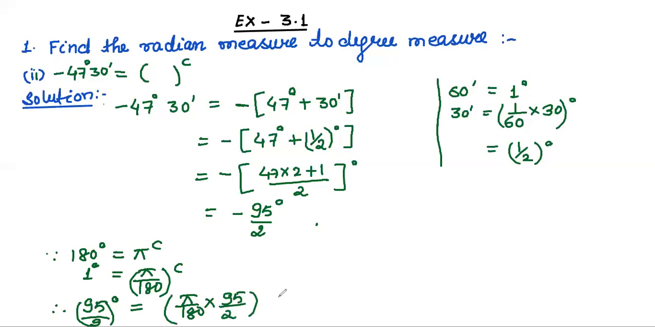Now we'll calculate it so that we can get the answer. So here this is minus 95 by 2. So finally here we will get minus 19 pi by 72 radian. So this is our answer. I hope it is clear for you all.